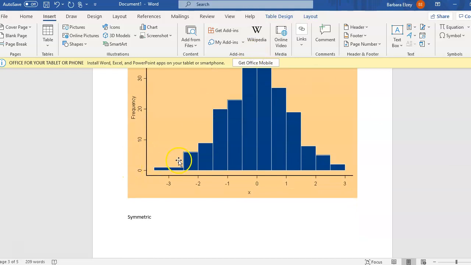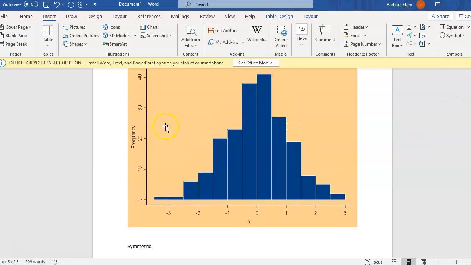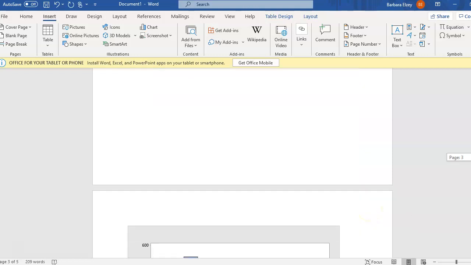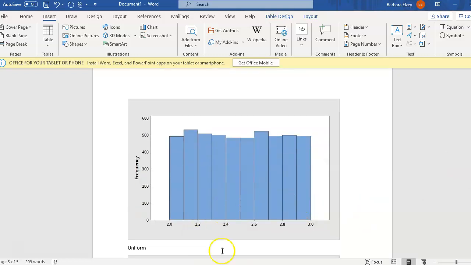All right, and this particular graph, we'll be studying more of this later on. A symmetric graph is called bell-shaped because if we tried to draw a curve going over the top of this graph, it would resemble a bell. When we see that the bars of our histogram are almost all the same, we call it uniform. So notice that these bars are very similar in height. We call this a uniform distribution.